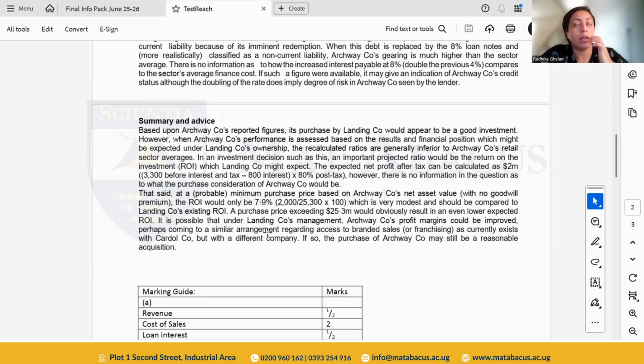Now look at the other side. It is possible that under Landing Company's management, Archway's profits can be improved, perhaps by coming to a similar arrangement regarding access to the branded sales. They said that we're going to lose access to the branded license, and we're going to lose the discount. But maybe after Landing acquires the company, it can enter into such favorable arrangements, but maybe with a different company, because Cardol is a direct competitor. And if Landing Company can manage to do that, then Archway may be a good acquisition, perhaps. So that's your final conclusion and advice.